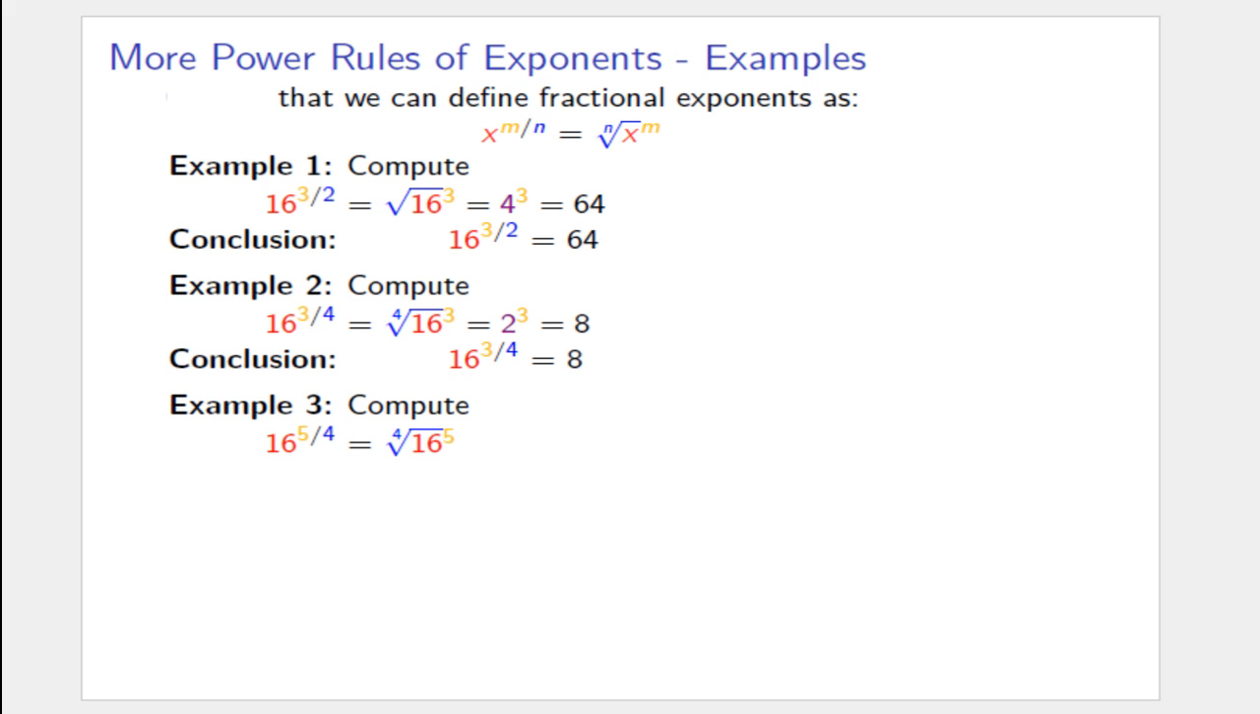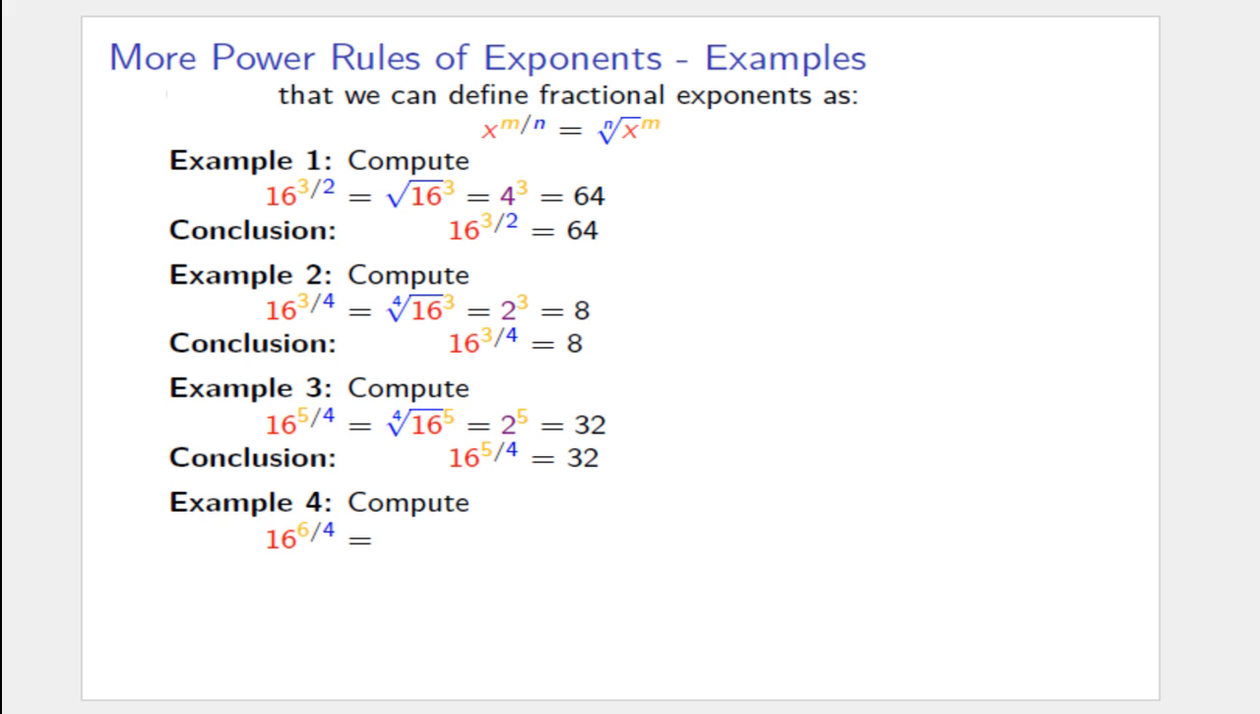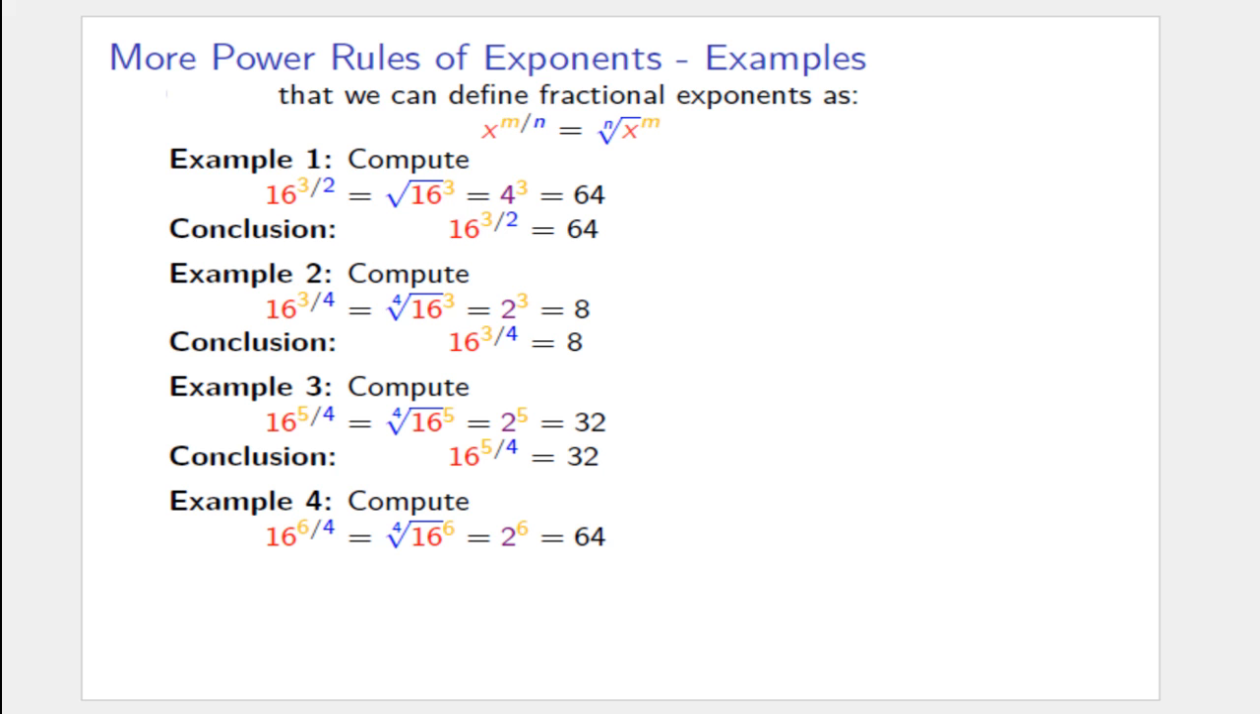Again, the fourth root of 16 is 2, which when we raise to the fifth power is 32. So we can conclude that 16 to the 5 fourths is 32. Finally, let's compute 16 to the 6 fourths. Again, the fourth root of 16 is 2, so we have 2 to the 6th power, which is 64. So we can conclude that 16 to the 6 fourths is 64.